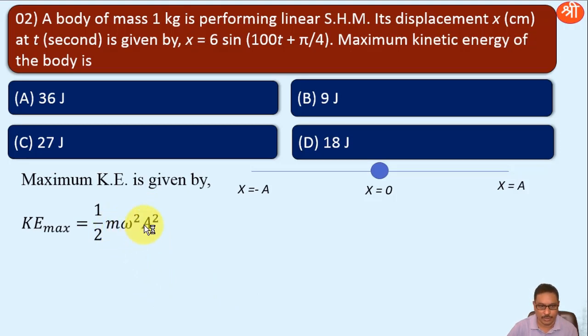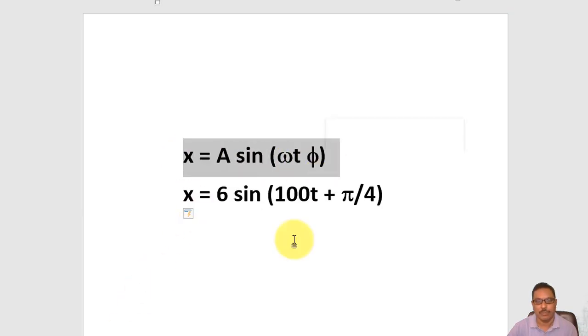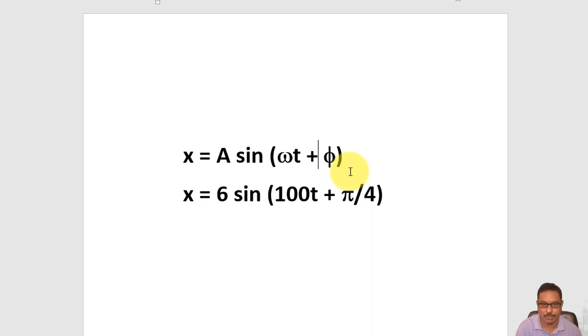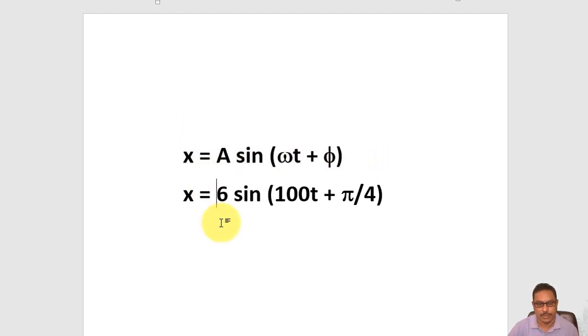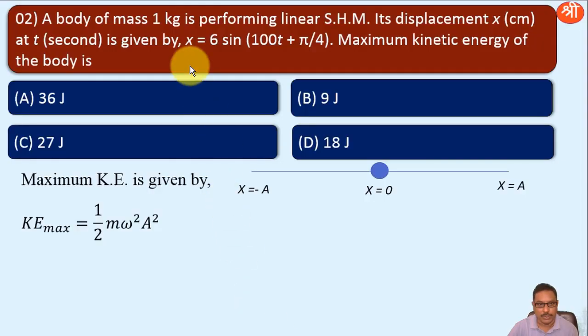These values are given in this equation. This is the equation of linear SHM which is given to us. If you compare this equation with the standard equation, you will get all these values. We know that the standard equation of linear SHM is x equal to a sin(omega t plus phi). This is the standard equation of displacement of a particle performing linear SHM, and the given equation is x equal to 6 sin(100t plus pi by 4).